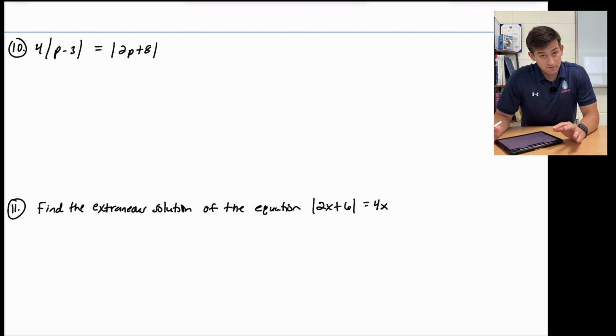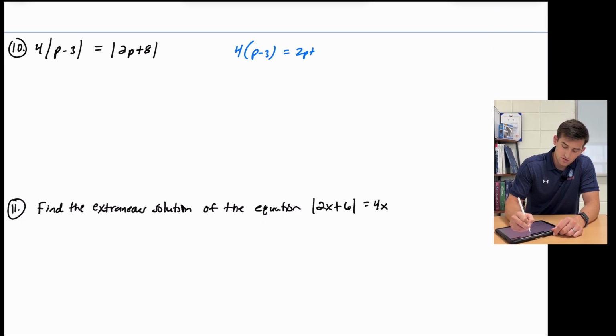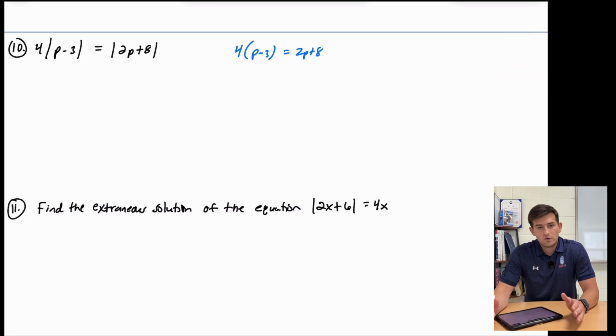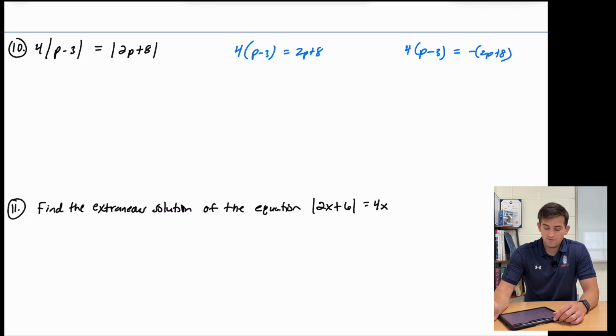All right, number 10. Absolute value equals absolute value. So just like we did a minute ago, the absolute values, they're either equal to each other or they are opposites of each other. So I would write one as 4 times p minus 3 equals 2p plus 8. So that's the one where I'm saying they're just equal to each other, right? The other one, I typically say let's keep the left side the same, but let's make the right side opposite.